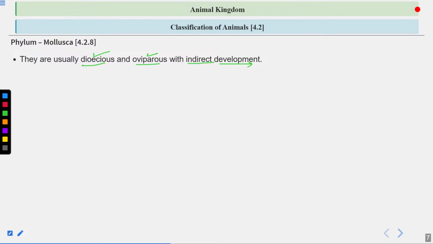Like humans, mammals, they are viviparous. They give birth to young ones. These mollusks, they are oviparous. They lay eggs. And the development is indirect. Now, what do you mean by indirect development? Indirect development means they will form a larva, and this larva will then develop into the adult. So this is known as the indirect development. The larva is formed first and then it develops further to form the adult. Correct?